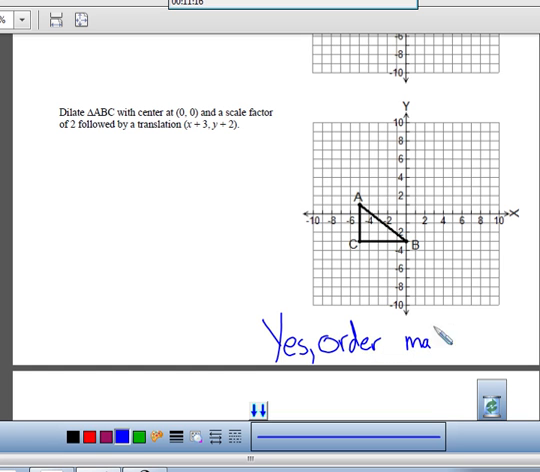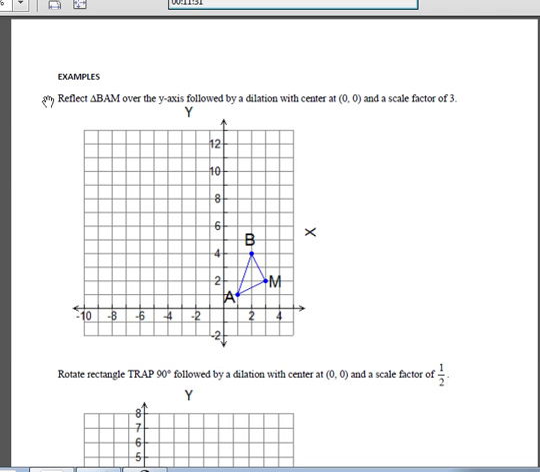In the previous unit, a lot of times, if we did a reflection and then a translation, we could do the translation first and then the reflection, and it didn't matter. This time it does. Alright, page 16.